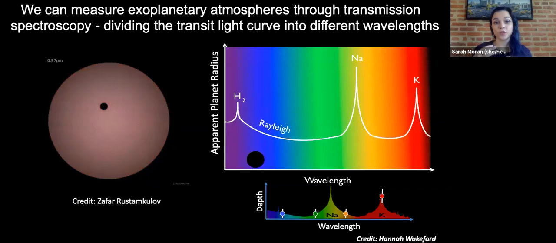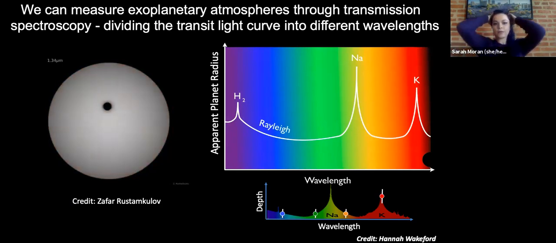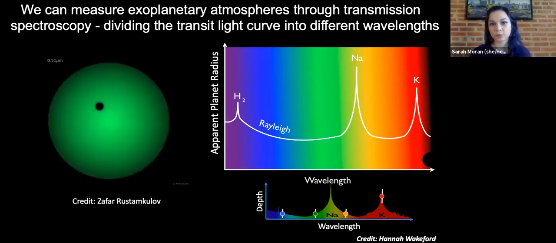The technique that I mostly focus on, not necessarily in the lab, but when I pretend to play a theorist for observers, is transmission spectroscopy. To remind you how that works, I really love this animation made by Zafar Rustamkulov, who's also a grad student at Hopkins with me. As this planet, this black dot, passes in front of the star, and we're looking through different wavelengths of light, you can see the apparent size of the planet changing based on how much light its atmosphere is absorbing.